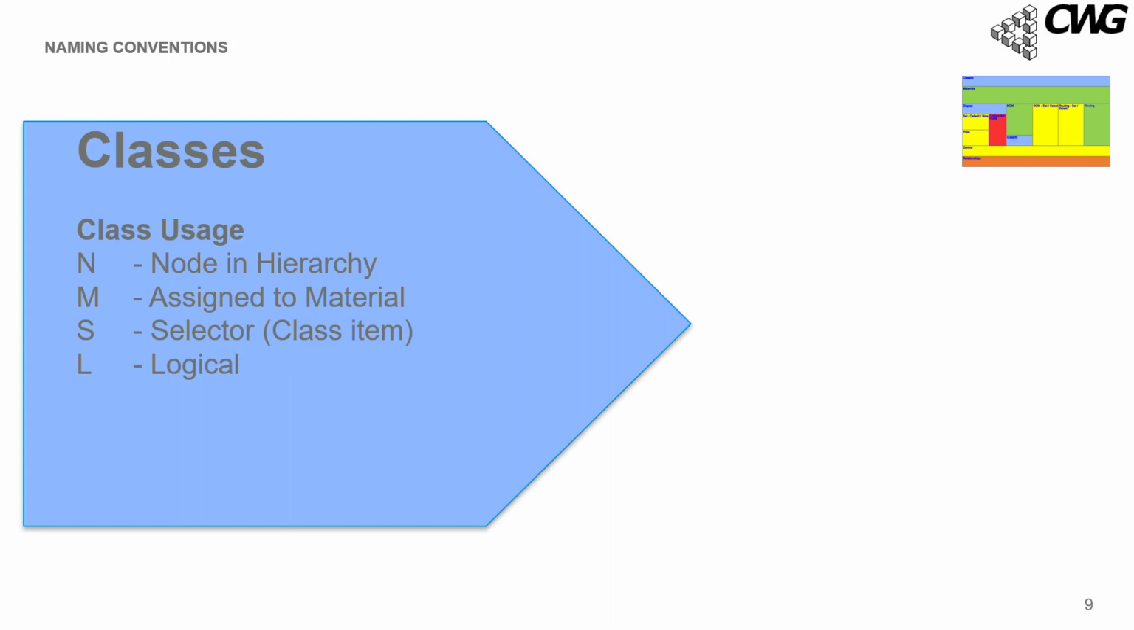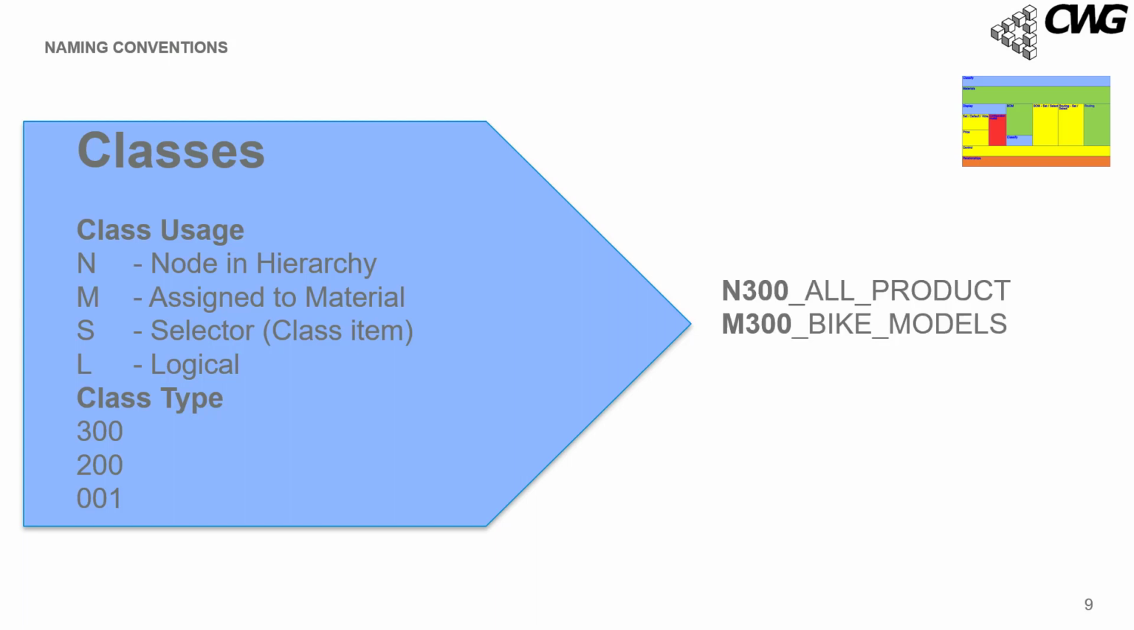The list above is a starting point. Sometimes I add additional class usages like P for purchase. The other key is the class type. The main ones we use are type 300, 200, and 001. By using this naming, we can help ensure class nodes are not assigned directly to materials, and can see if a class type 300 has been used as a class item. It makes the purpose really clear.